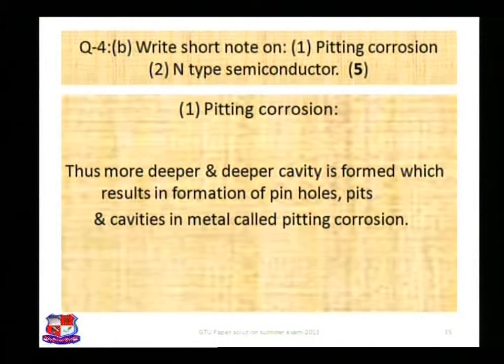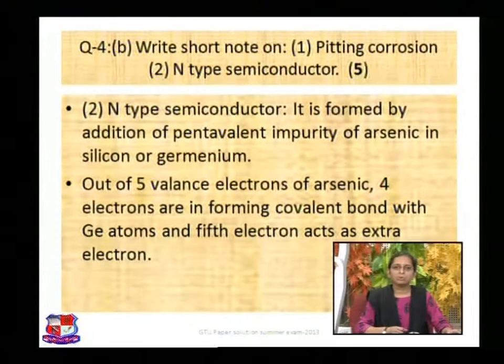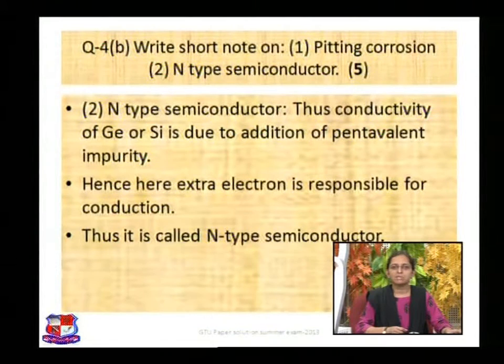Let us try to understand N-type semiconductor. N-type semiconductor is formed by the addition of a pentavalent impurity such as arsenic to silicon or germanium. What happens is, out of the 5 valence electrons, 4 electrons are used up in forming covalent bonds, and the remaining 1 extra electron is responsible for conduction in the N-type semiconductor.